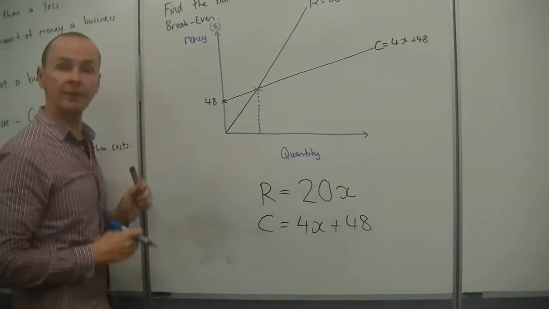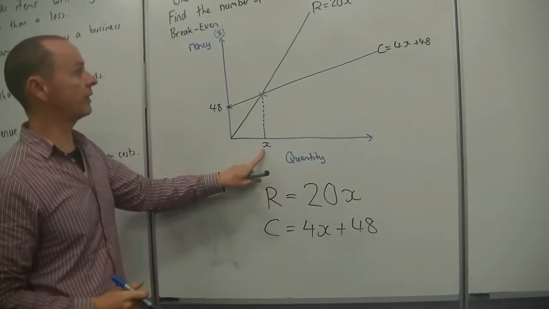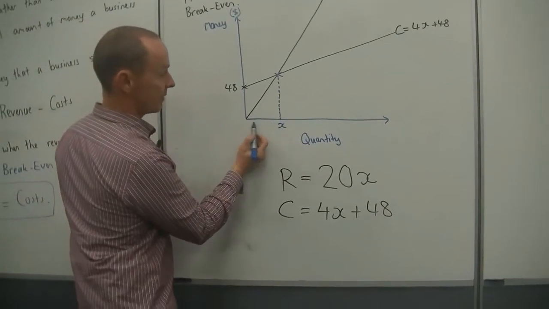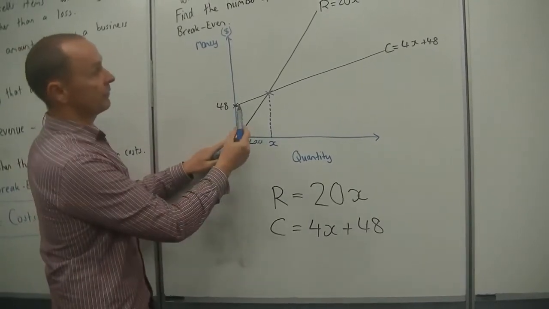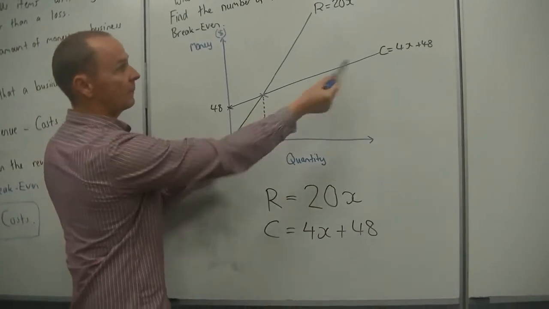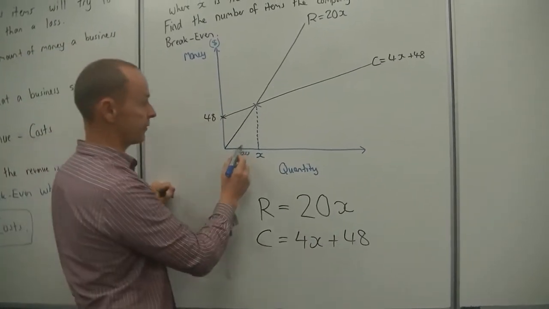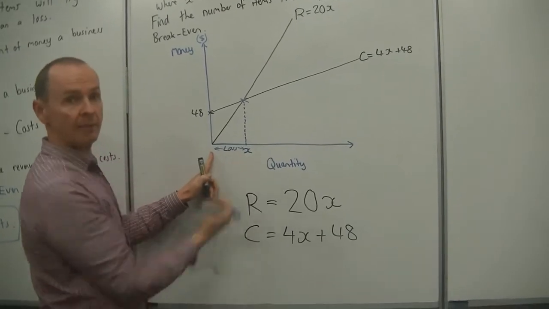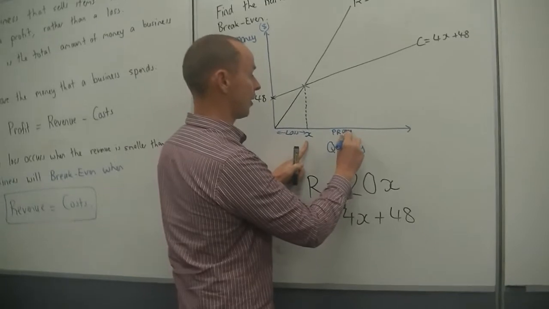Alright, so this point here is the point of intersection. That is a break-even analysis. That's where we've broken even. And whatever that number there is, that's the quantity we need to break even. So anything below this here, this is where we make a loss. Because if you look here, the cost is greater than the revenue. The revenue is lower than the cost. So this is a loss, this area here, from 0 to whatever that value is. From that value onwards, this is where we make a profit.